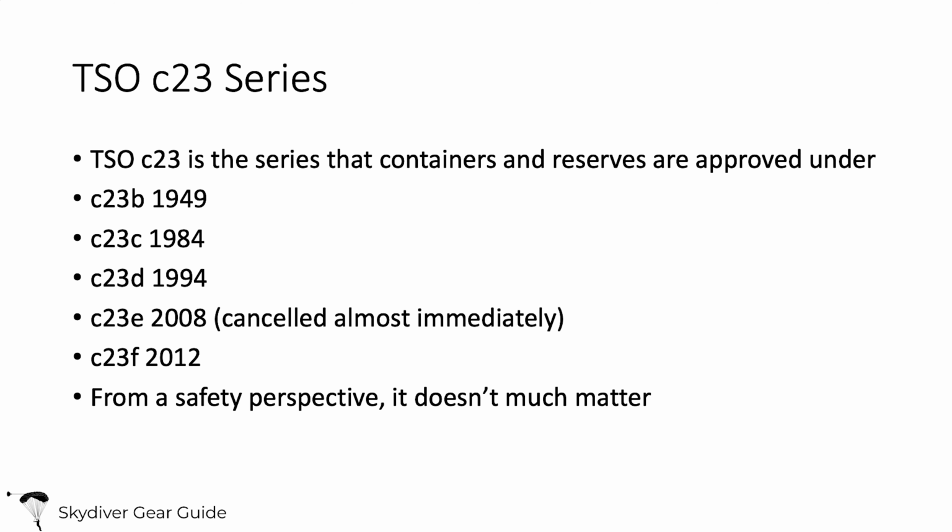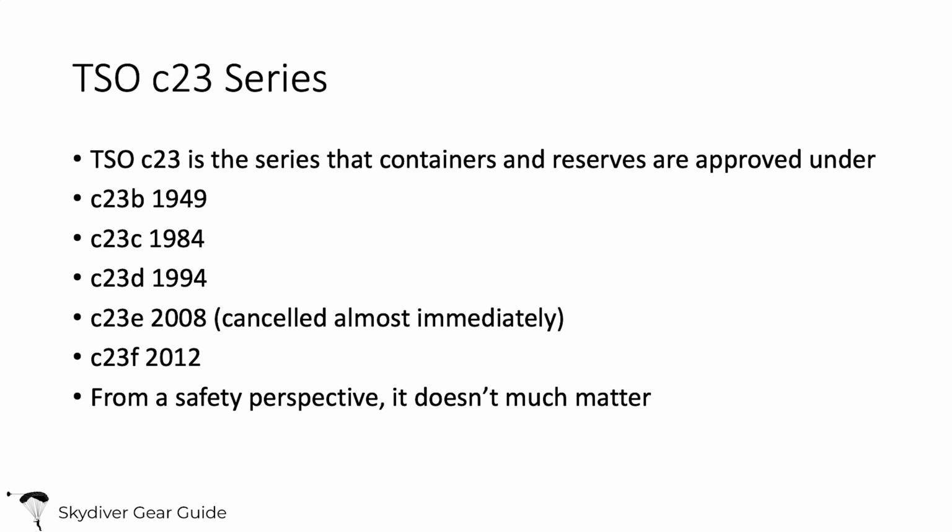So the C23 series is the TSO series for skydiving containers and reserves. There's C23B, C, D, and F. There was E briefly, but I don't think anything was ever certified on it. It was canceled almost immediately. But C23B goes all the way back to 1949, and there are still reserves and containers certified under that which are still being manufactured today. For example, UPT has the Vector 3, one of the best-selling containers in the world, which has been certified under C23B. So they're still using that certification to manufacture their gear now.